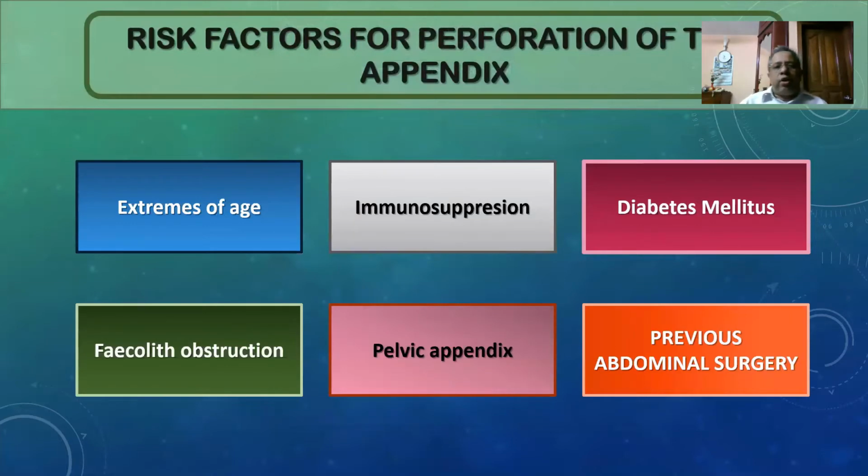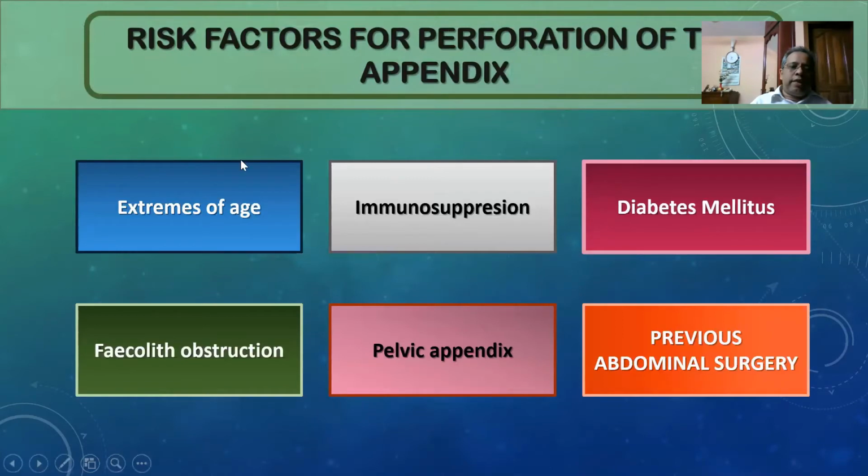Then your answer is mucocele of the appendix. So, risk factors for perforation of the appendix. Extremes of age is a very important thing. That means one is too early an age, in case of children, and the other extreme is the elderly individual. So both age groups are at risk of perforation.